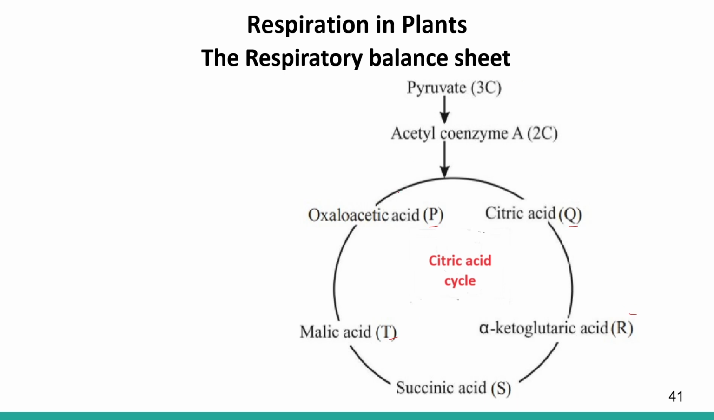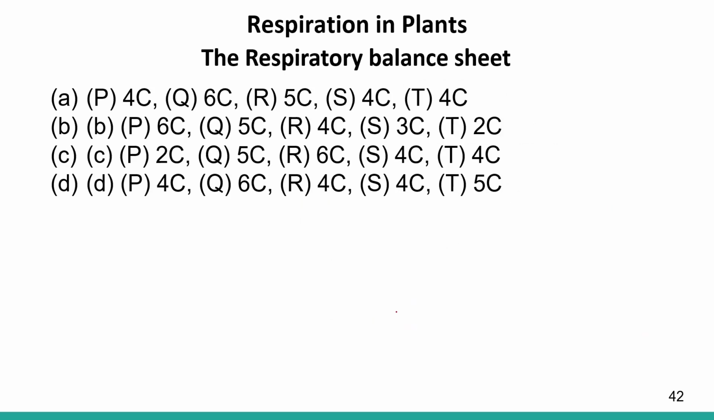We know oxaloacetic acid is a 4-carbon compound. Citric acid is a 6-carbon compound. Alpha ketoglutaric acid is a 5-carbon compound, because there is a decarboxylation step here. Again, succinic acid is a 4-carbon compound, and again here decarboxylation takes place. Malic acid is again a 4-carbon compound. So what should be the answer? These are the options. The answer is option A.